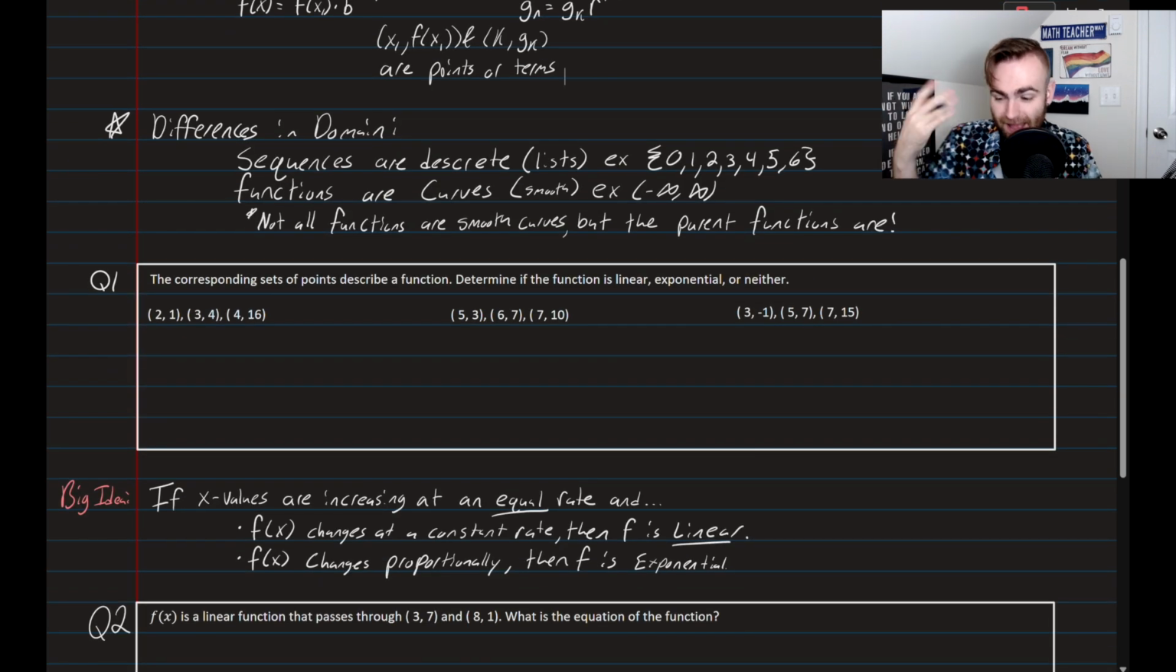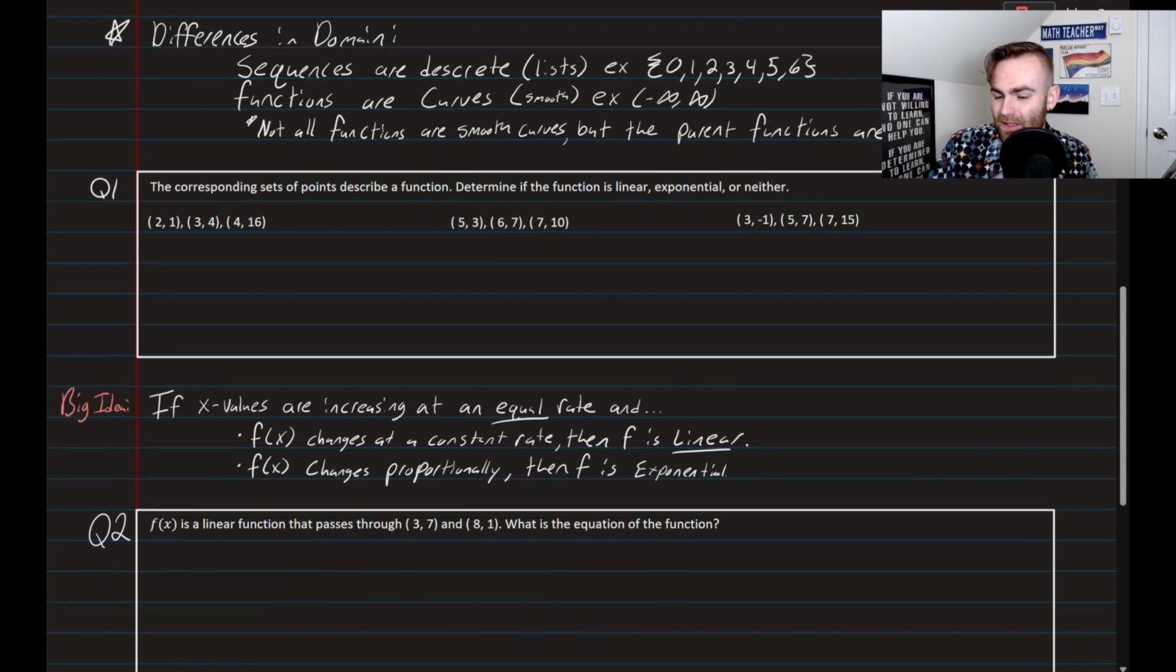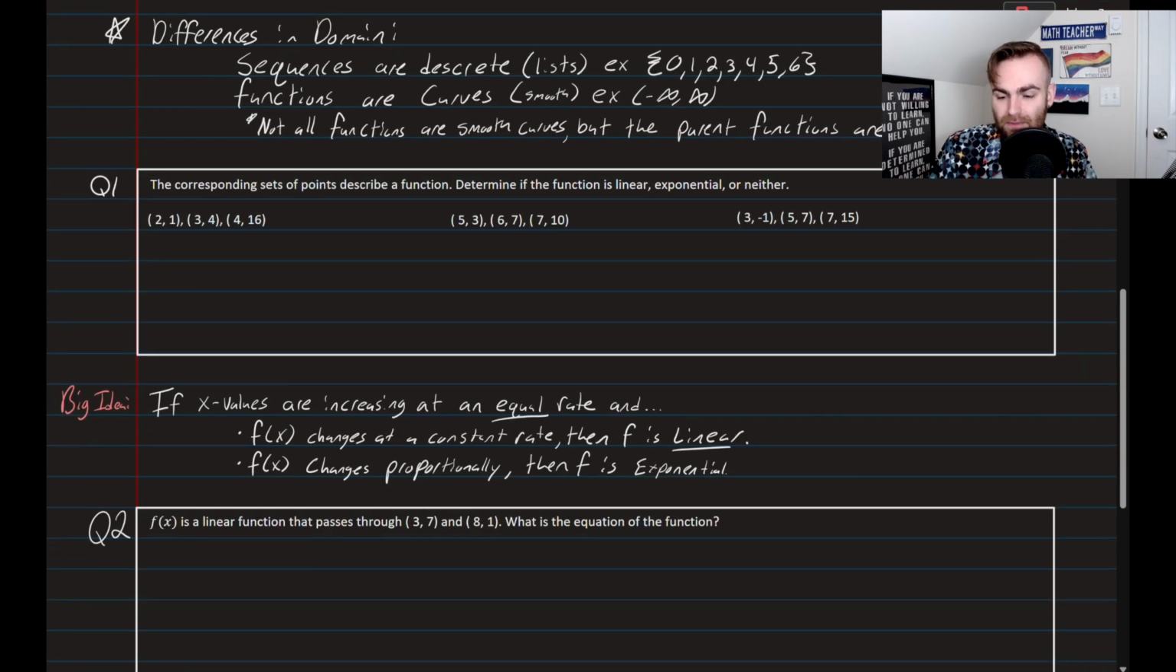So, let's actually do something. We have 3 sets of points, and each of them describe a function. We're going to determine if that function is linear, exponential, or neither. So, arithmetic sequences had addition of the same number every time, that common rate of change. Geometric sequences had the common ratios. You'd multiply by the same number every time.